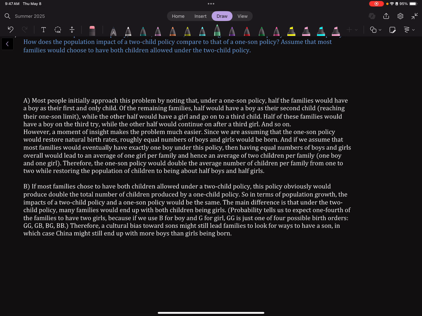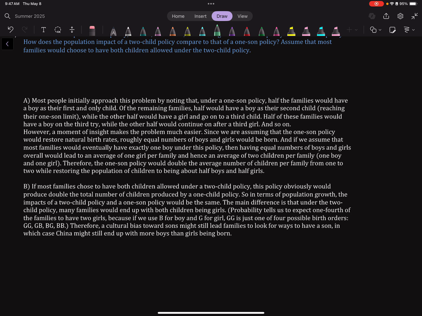So, to answer A, most people initially approach this problem by noting that under a one son policy, half the families would have a boy as their first and only child. Of the remaining, half would have a boy as their second child, reaching their one son limit, while the other half would have a girl and go on to a third child. Half of these families would have a boy on the third try, while the other half would continue on after a third girl, and so on. However, a moment of insight makes the problem much easier.